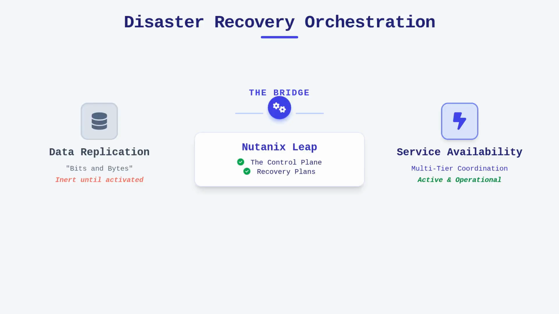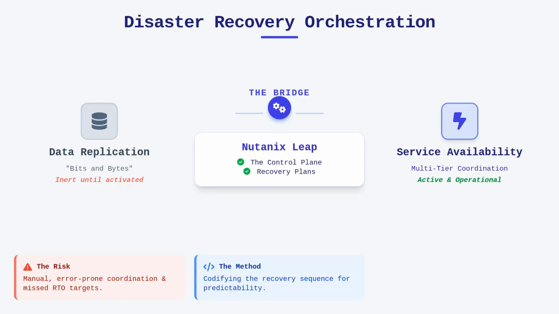Nutanix Leap acts as the control plane for this coordination, allowing administrators to define recovery plans that handle the intricacies of complex multi-tier applications. Without these plans, a recovery event often becomes a manual, error-prone coordination exercise that rarely meets the aggressive recovery time objective targets set by modern stakeholders. By codifying the recovery sequence, we remove the human element of hesitation during an emergency event, ensuring that the infrastructure behaves predictably when the environment is failing over.